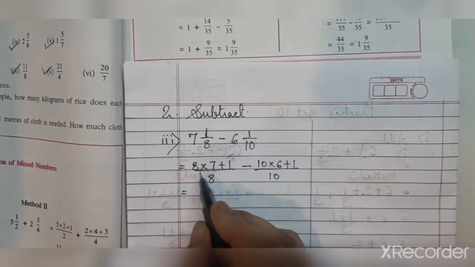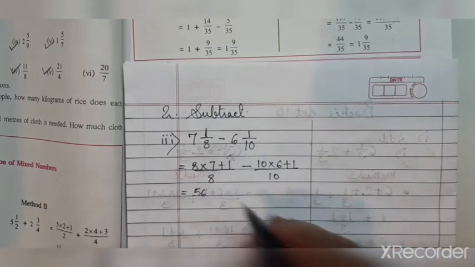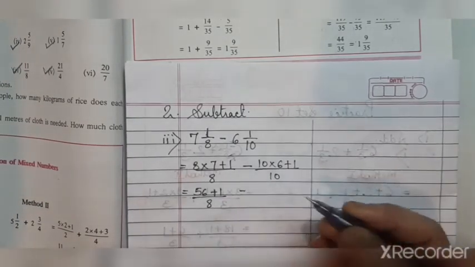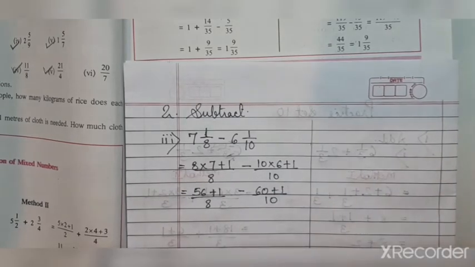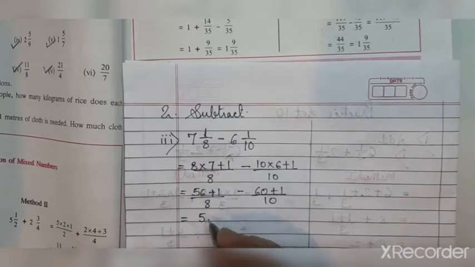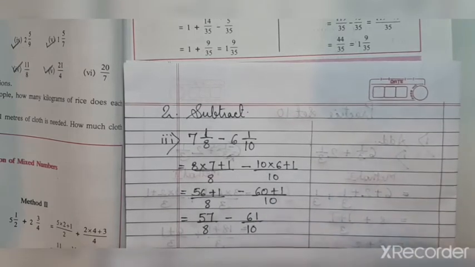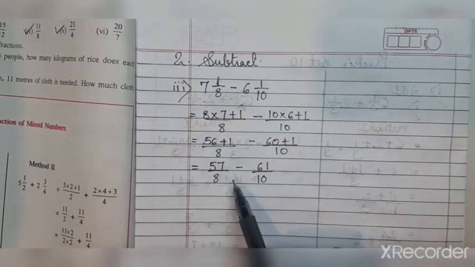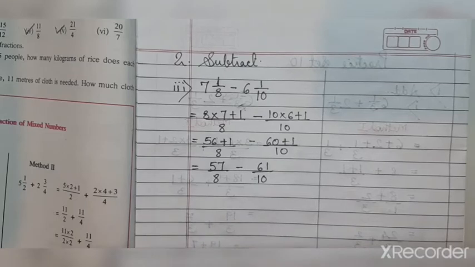So now separately 8 7s are 56, plus 1 upon 8, minus 10 6s are 60 plus 1 upon 10. Now we add 56 plus 1 is 57 upon 8 minus 60 plus 1, 61 upon 10. Okay. Now after we reach here, the fractions and subtraction. I told you when we are adding or subtracting fractions, the denominator should be same.